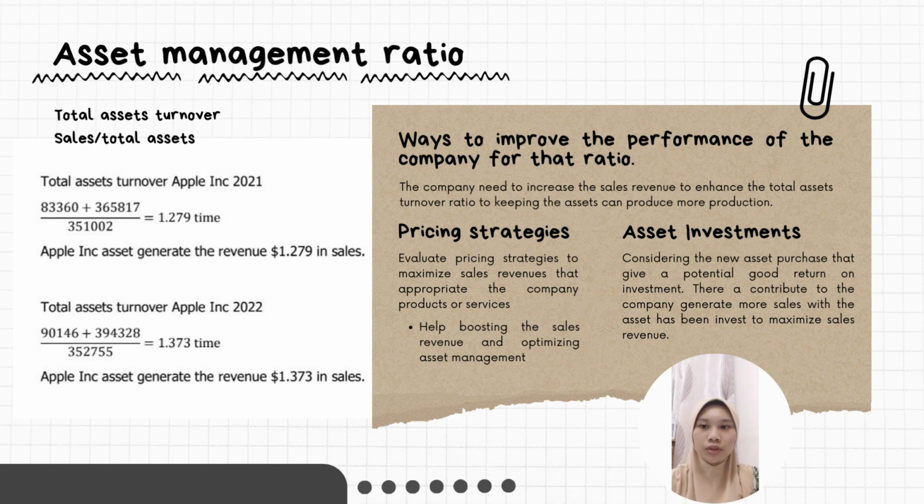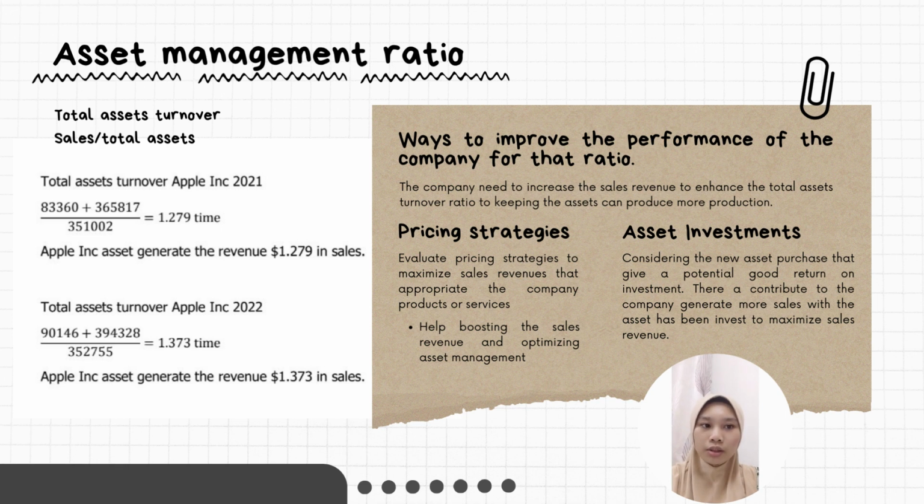Total asset turnover. The formula that we will be using is sales divided by total assets. For Apple Incorporated, their total asset turnover in the year 2021 has generated revenue of $1.279 in sales, while in 2022, Apple Incorporated generated a revenue of $1.373 in sales.